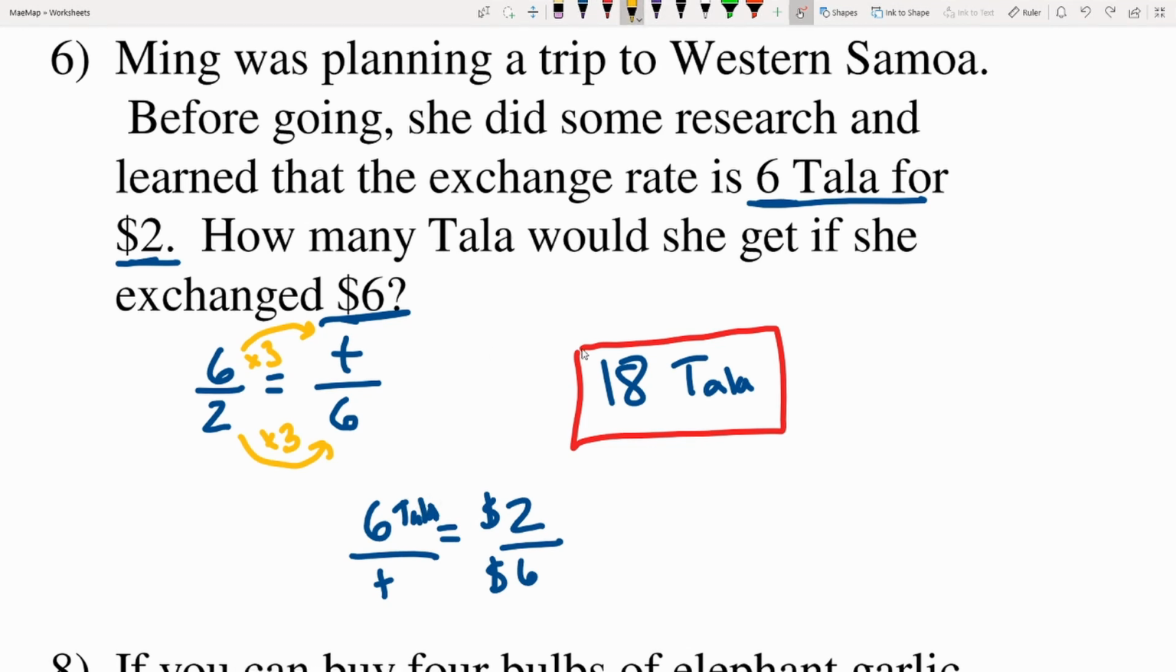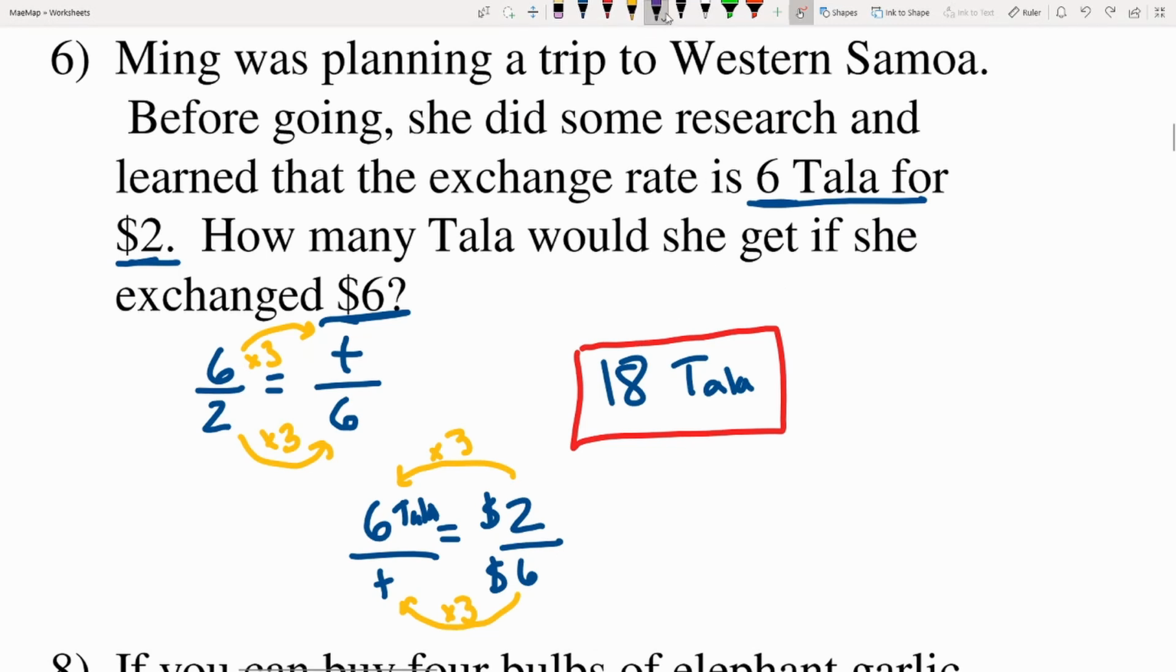And you can see this is going to give me the same exact answer. 6 divided by 3 gives me 2, so 2 times 3 gives me 6. That means I need to do 6 times 3, which will give me, again, 18 tala. So that's another way to look at setting up these proportions. Just make sure you're linking those numbers together. So the numerators have to be similar and the denominators have to be similar.